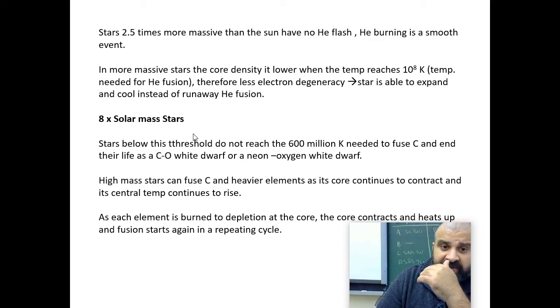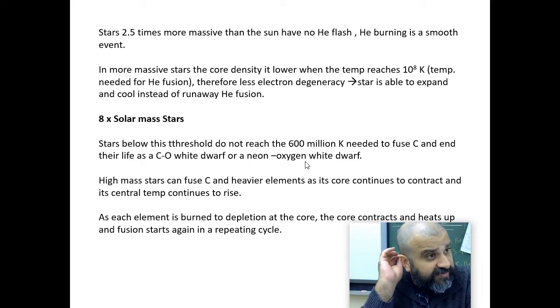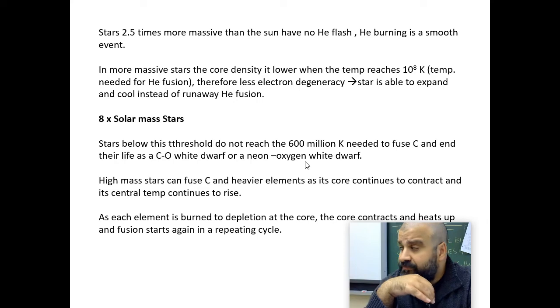Stars that are below 8 times our solar mass, below this threshold, do not reach the 6 million Kelvin needed to fuse carbon. So stars below 8 times our sun, they don't get hot enough, they can't fuse carbon, and they end as carbon, and maybe with a little bit of fusion of carbon around the core, giving some oxygen, like we mentioned before. Or they may form neon and oxygen, a white dwarf star. It might be helpful if you're looking at a periodic table while you're thinking about this.